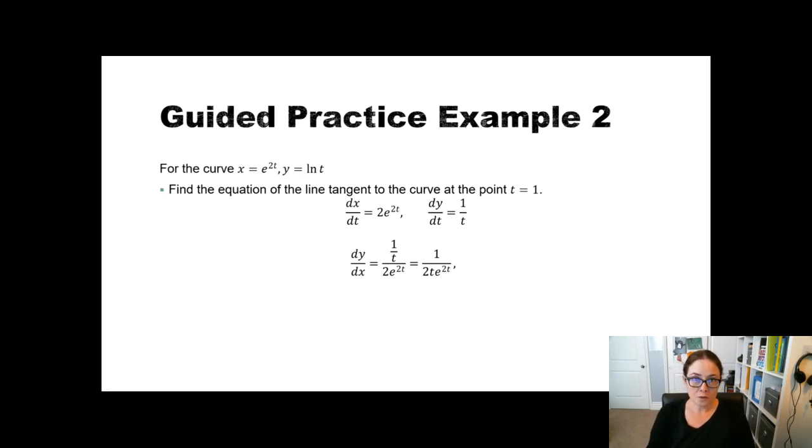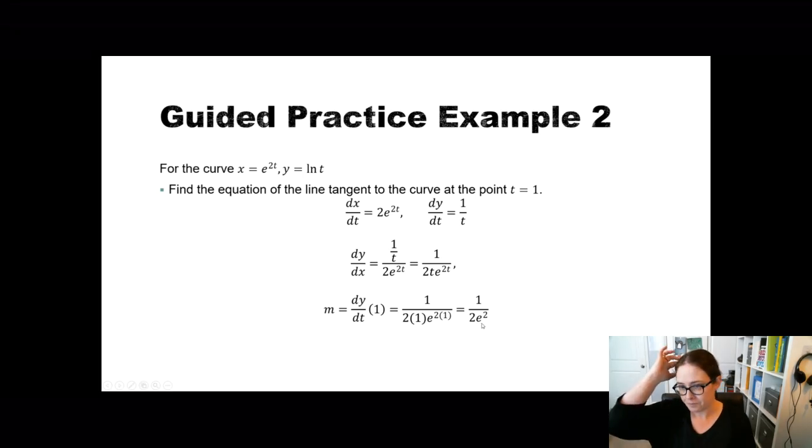And I've got this for my derivative. Now that's just the general derivative dy/dx. If I want the specific derivative at t equals 1, I'm going to plug in 1 there. And that will be my slope for this particular tangent line. So that all simplifies to 1 over 2e squared.